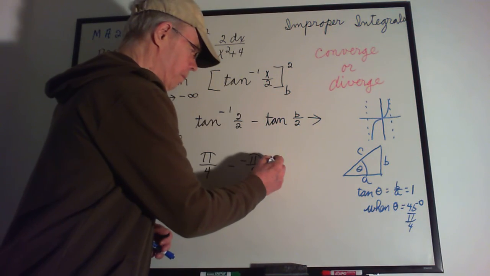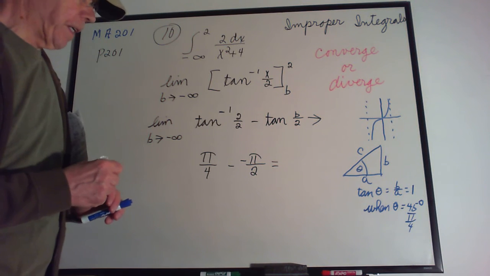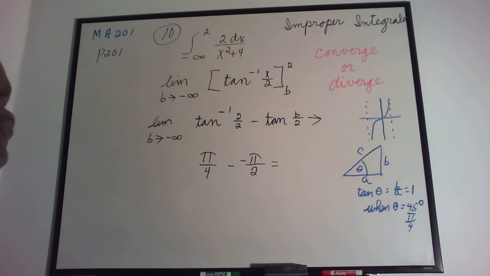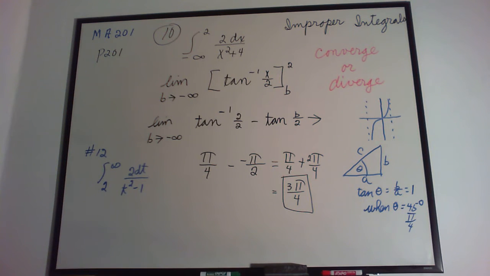All right, so do the arithmetic and see what answer you get. Pause the video. You can probably do this in your head, I hope. All right, you should have ended up with 3 pi over 4. Try problem number 12. Pause the video.